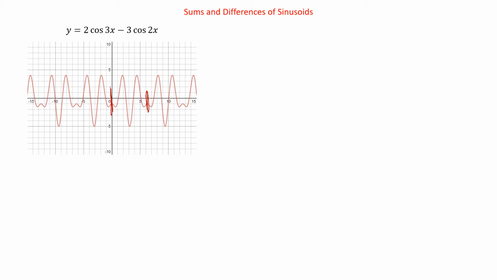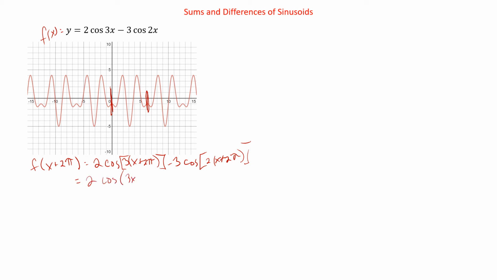Yeah, the same thing. We have f of x is this, and f of x plus 2 pi is going to be 2 times cosine of 3 times x plus 2 pi minus 3 cosine of 2 times x plus 2 pi. We can distribute that: 3x plus 6 pi minus 3 cosine 2x plus 4 pi.